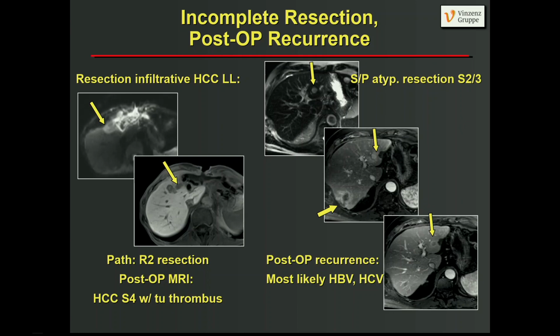Most likely, it's not a real recurrence from the surgical bed, but has basically come out in the adjacent parenchyma. And you see there's a second recurrence in the right lobe, which was not present during previous surgery.